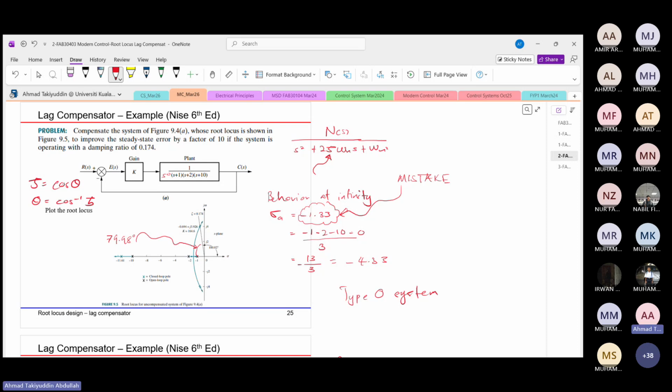Is that clear? I think that was the session on Thursday 8 to 10, last Thursday. So the sigma A should be minus 4.33. Right, guys.